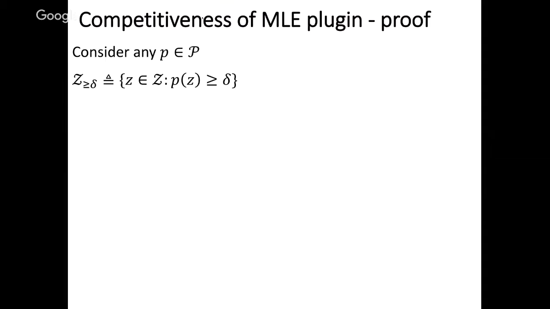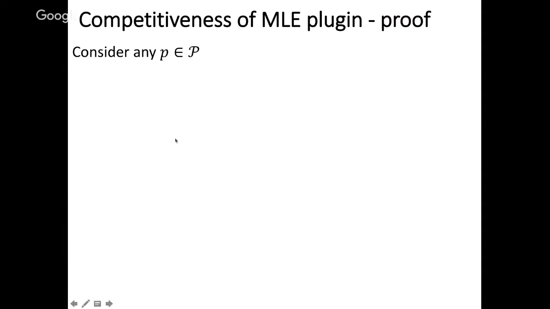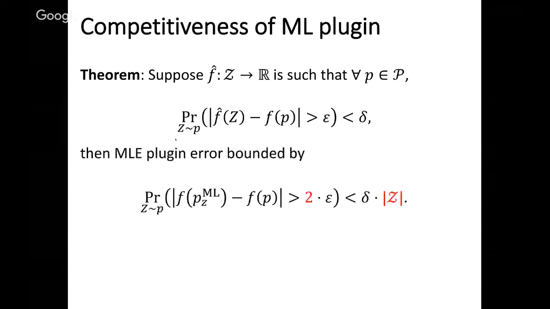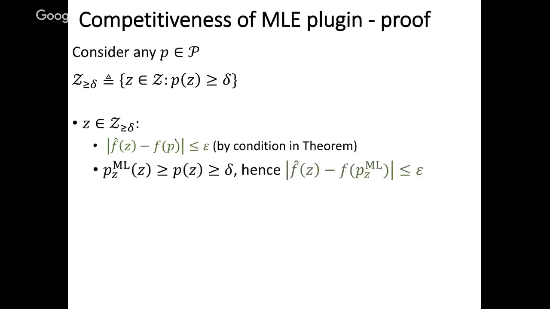Okay, so let me just brush over the proof real fast. Take any distribution P. So z bigger than or equal to delta is the set of all small z's whose probability under P is at least delta. Now for any such z, when the underlying distribution is the small p, then f hat of z cannot be more than epsilon away from the true f of p, because otherwise it's going to violate the condition of the theorem. Because when you sample according to p, z is going to appear with probability at least delta, and for that z you must have an estimate that's at most epsilon away. And therefore, f hat of z minus f of p is at most epsilon.